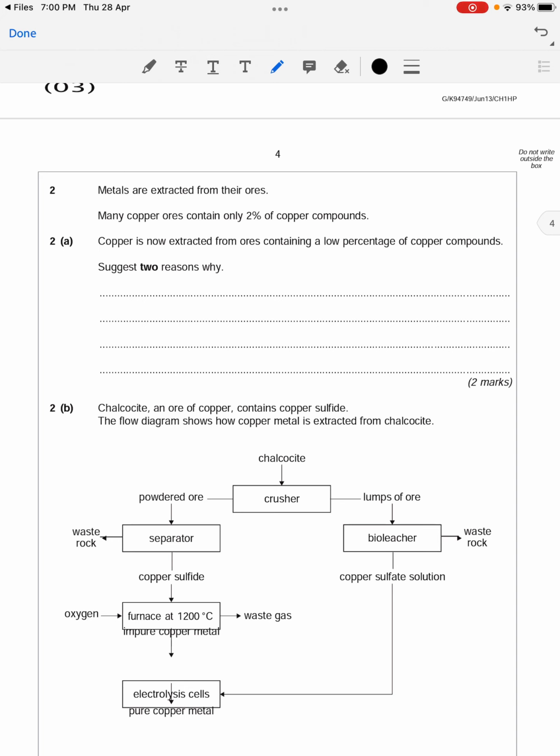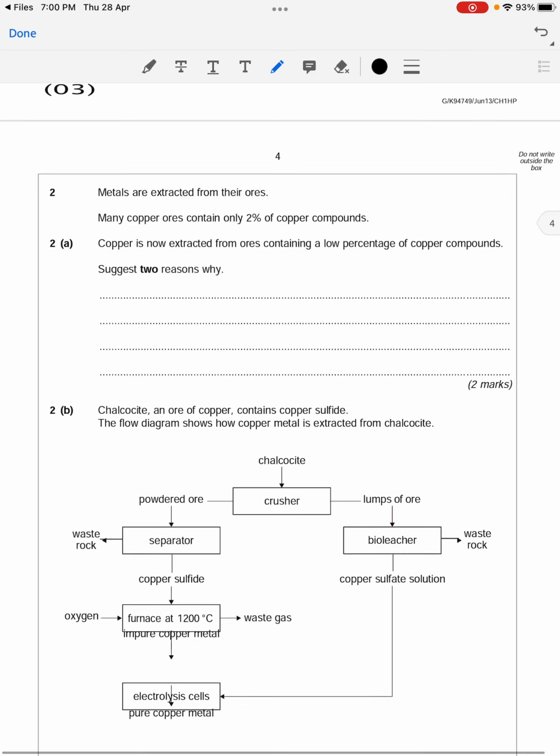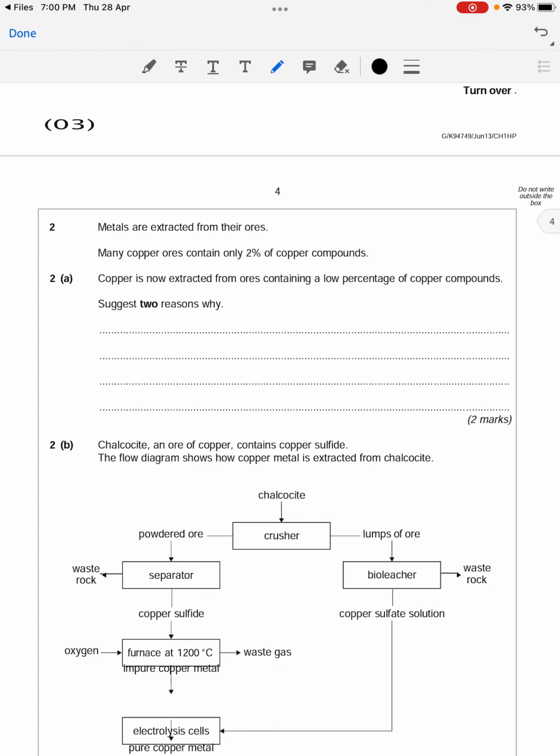Now, metals are extracted from their ores. Many copper ores contain only about 2% of copper compounds. So, copper is now extracted from ores containing a low percentage of copper compounds. Now, just two reasons why. The first thing is that it's extracted from ores containing a low percentage of copper compounds, right?